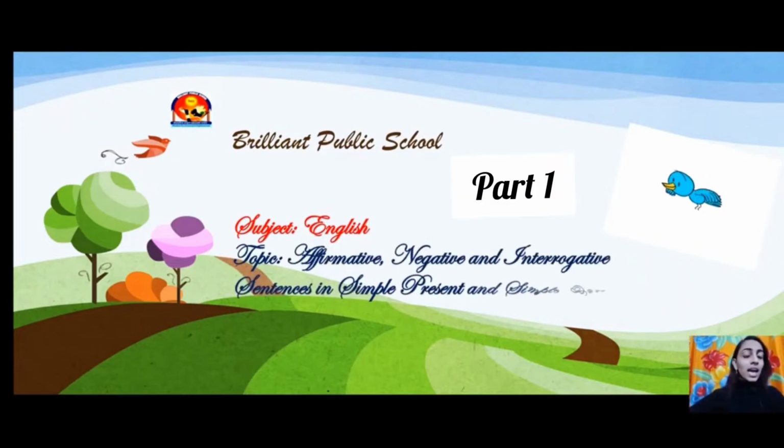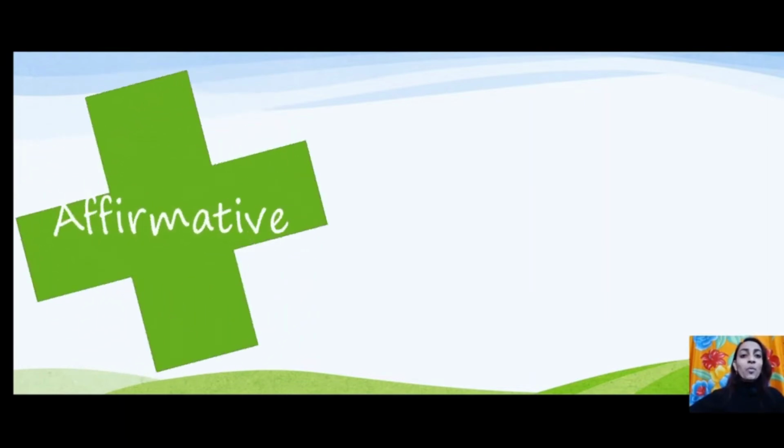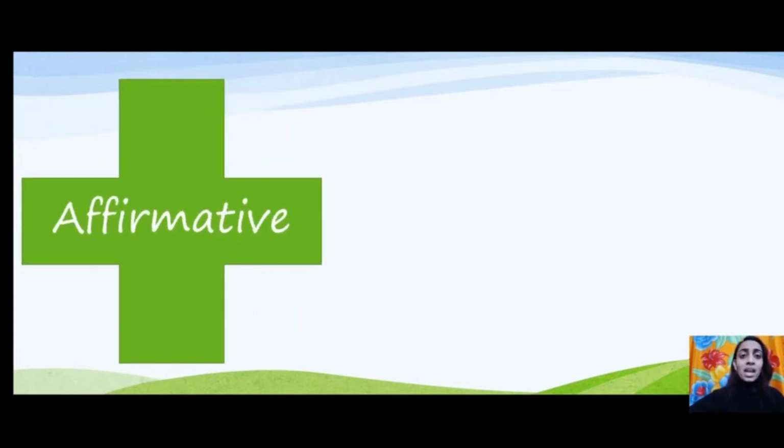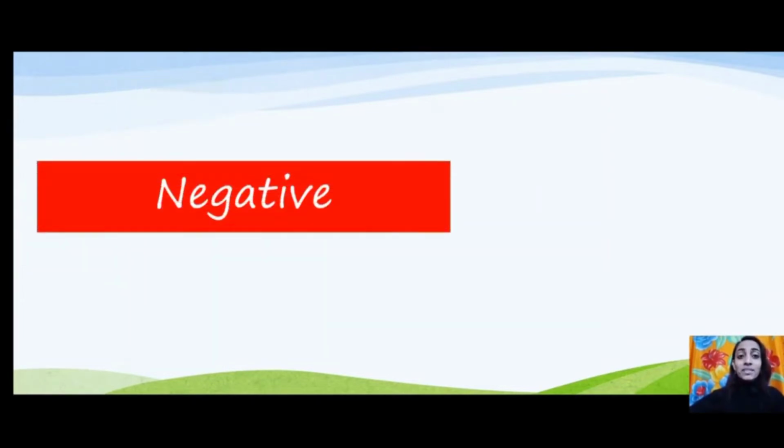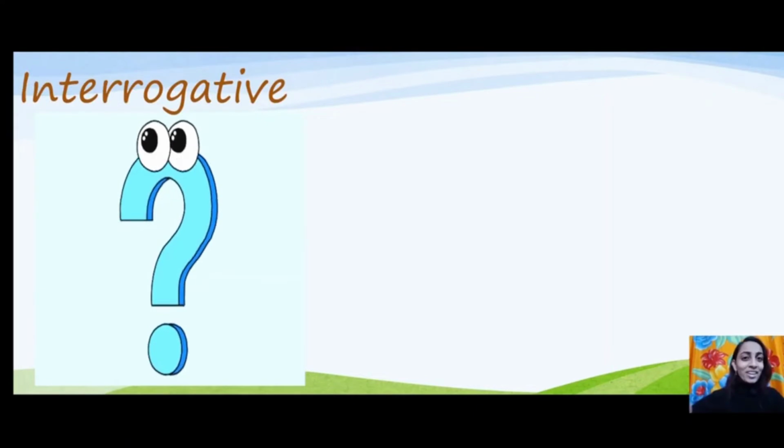So today in our class we are going to discuss how to frame affirmative, negative and interrogative sentences in simple present and simple past. Fine. Let us know what is an affirmative sentence. An affirmative sentence gives us a positive meaning. So that is the reason we even call it a positive sentence. And then a negative sentence gives us a negative meaning, which means we usually find 'not' in these negative sentences. And when we talk about interrogative sentences, we all know that interrogative sentences ask us questions.